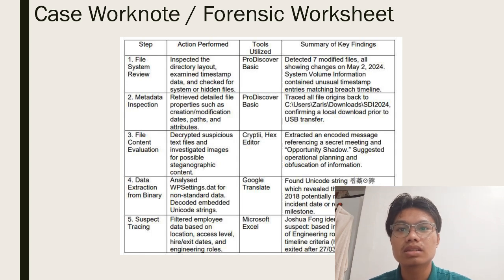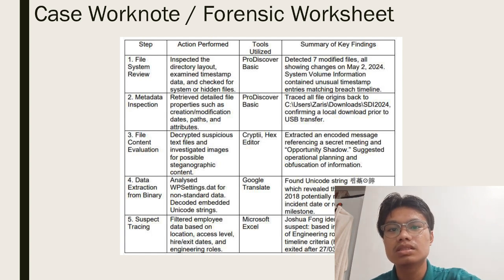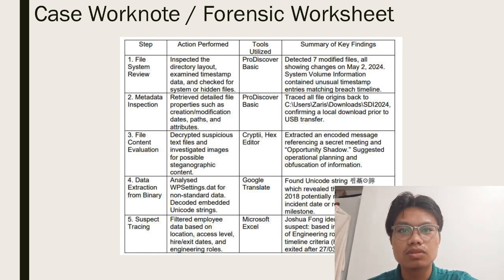Number 4 is data extraction from binary, where we analyze the wsettings for non-standard data and encoded data embedded in the Unicode string, for which we use Google Translate. And lastly is suspect tracing, where we filter the employee database on location, access level, hire and exit date, and engineering roles, for which we use Microsoft Excel.